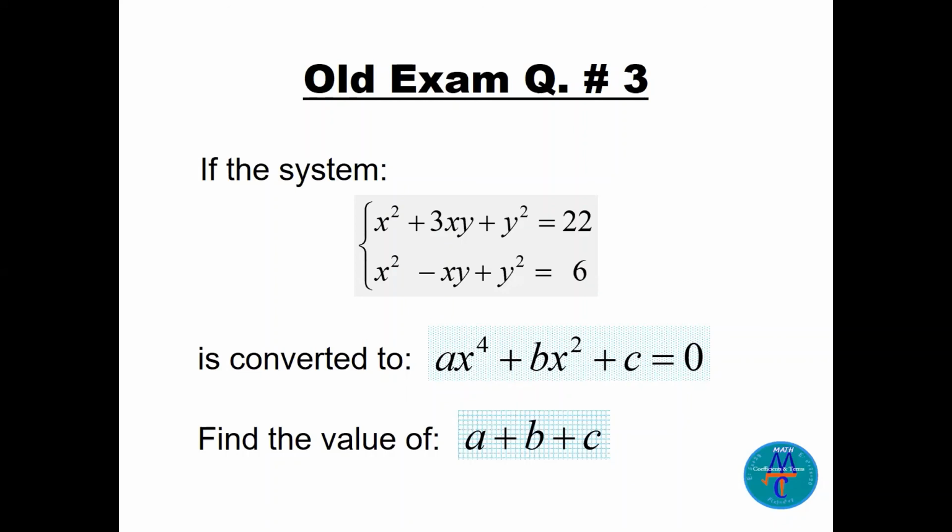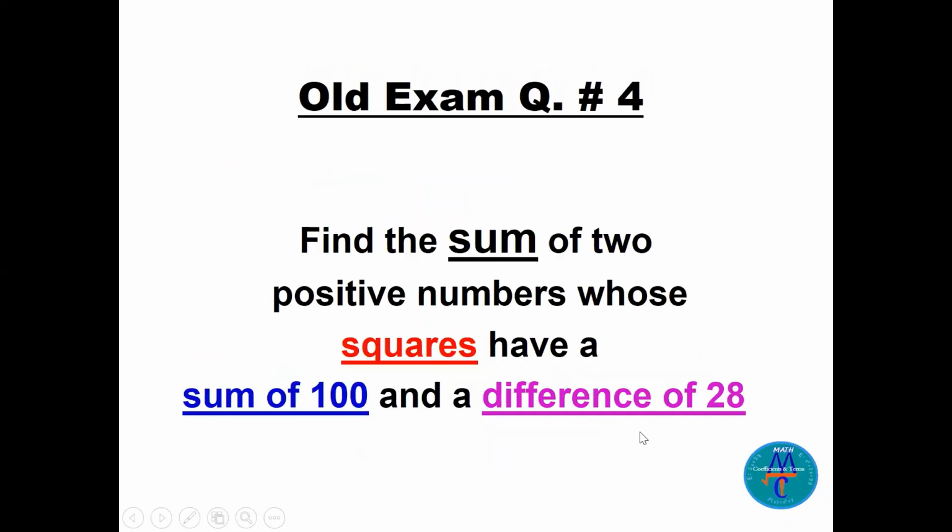If this system, x squared plus 3xy plus y squared is equal to 22, and x squared minus xy plus y squared is equal to 6, is converted to the equation ax to the power 4 plus bx squared plus c is equal to 0, find the value of a plus b plus c. So here you don't have to continue solving the system. In the middle somewhere, you will have an equation like this. When you reach that, just take a as the coefficient, b as the coefficient, c as the constant, and add a plus b plus c.